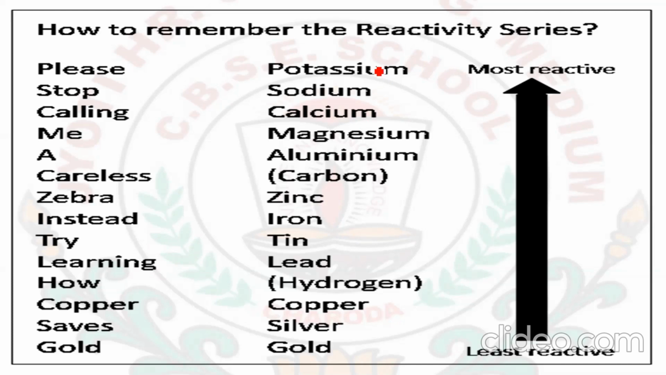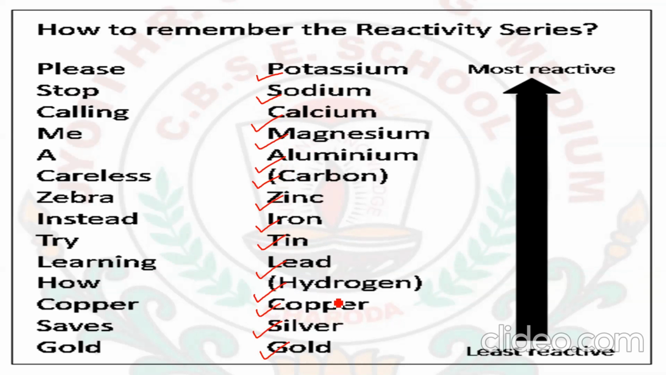To remember these elements, the most reactive element according to class 10th is potassium, then sodium, then calcium, then magnesium, then aluminium, then carbon, then zinc, then iron, then tin, then lead, then hydrogen, then copper, then silver, then gold. So about 14 elements are here.